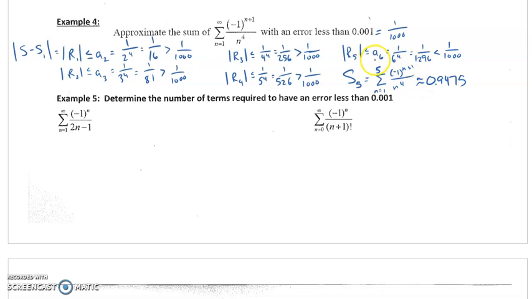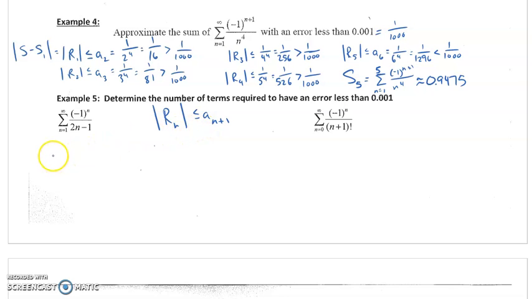All right, so be careful. We found the 6th term was the first term that was small enough, so we used the 5th partial sum. That's because we're always comparing the r sub n value to the a sub n plus 1 value. So that's an important thing to remember. Otherwise, you're always going to be one off with your calculations.